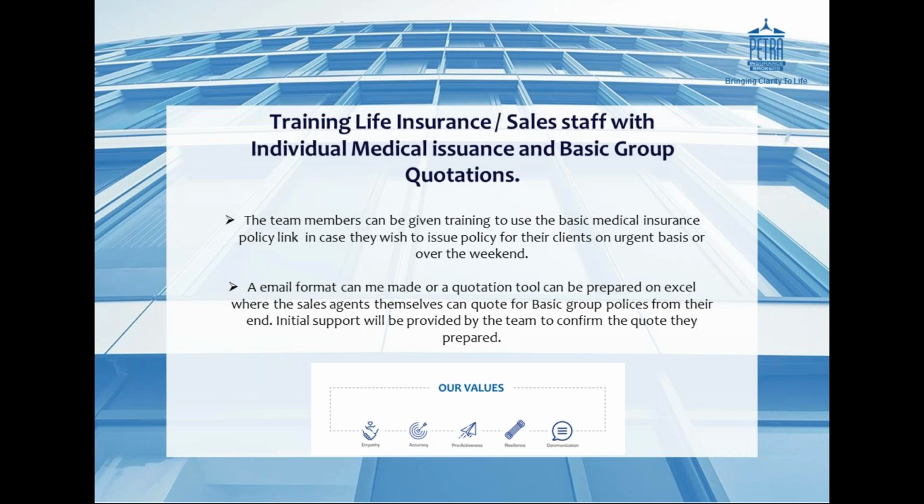We say that drop by drop makes an ocean. So why lose this one particular client just because it's an individual policy? We might not realize it initially, but maybe 10 individual policies can generate an income of about 500 dirhams. An email format can be made, or a quotation tool can be prepared in Excel, where the sales staff themselves can generate the basic group policy.